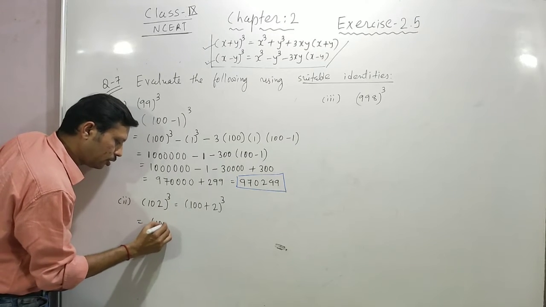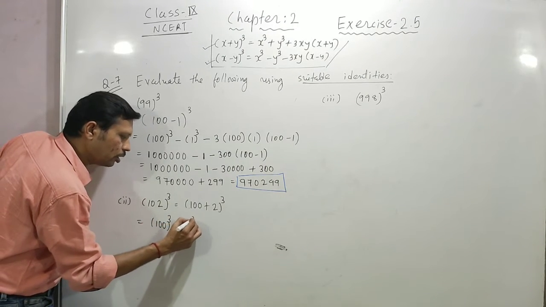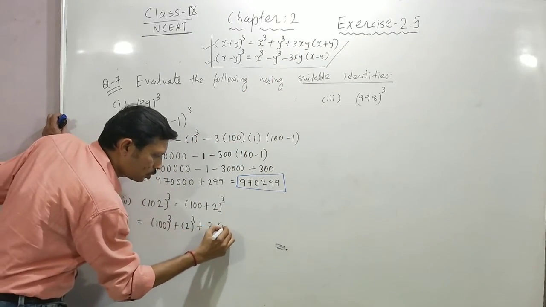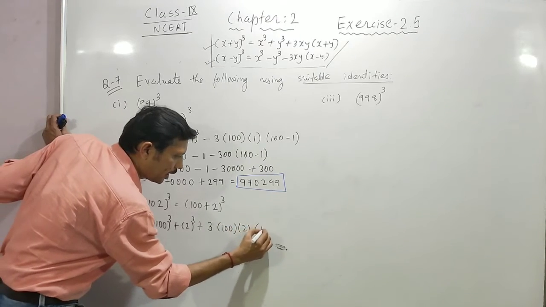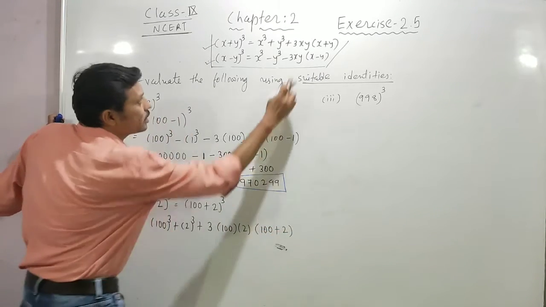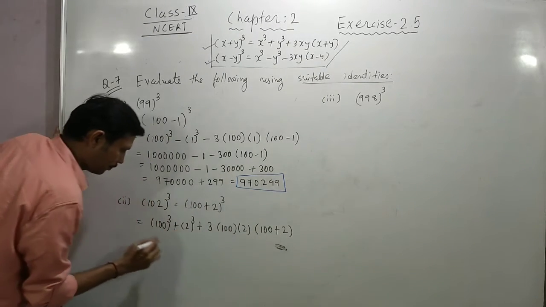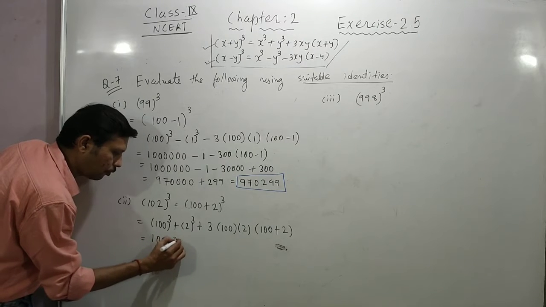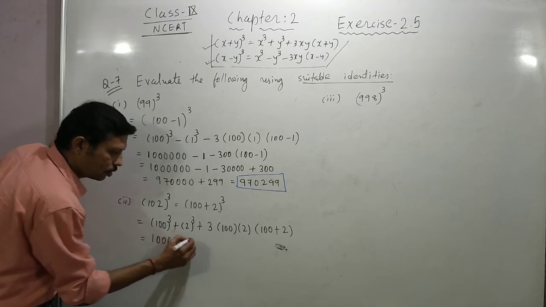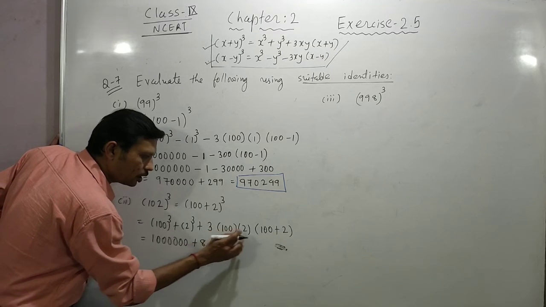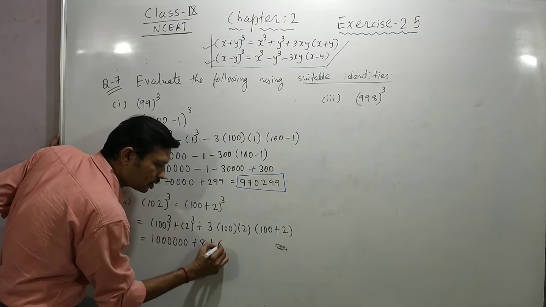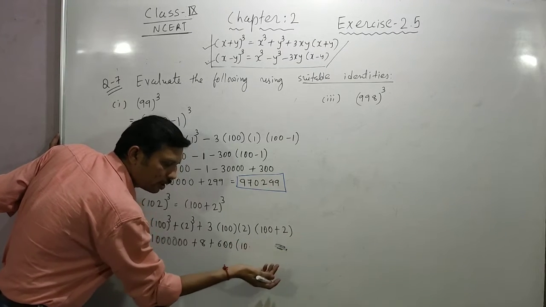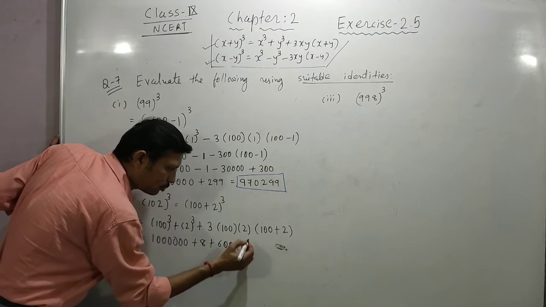So it's 100 the cube plus 2 the cube plus 3xy, that means 102, and at last 100 plus 2, the binomial as it is, x plus y. Now we will make the expansion. 100 the cube, 1, 2, 3, 4, 5, 6, that means 10 lakhs. 2 the cube is 8, plus 3 2s are 6, 6 into 100, 600, and 100. Okay, here you can make the 102 directly also.